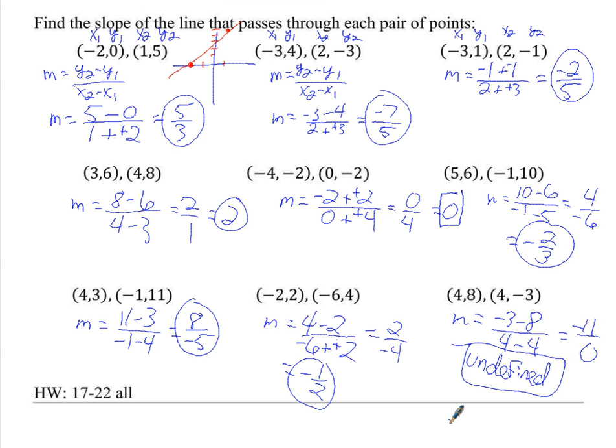Okay? At this point, you're capable of doing the homework assignment all the way through number 22. Get that done tonight. You're almost there anyway. You should only have like 6 problems left. Won't take too long at all.